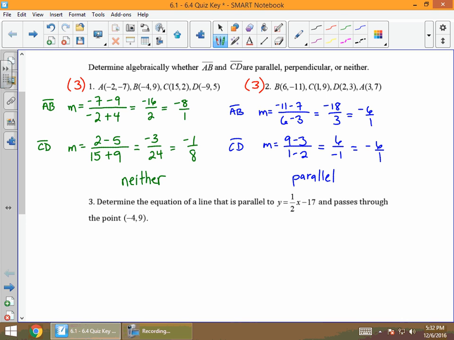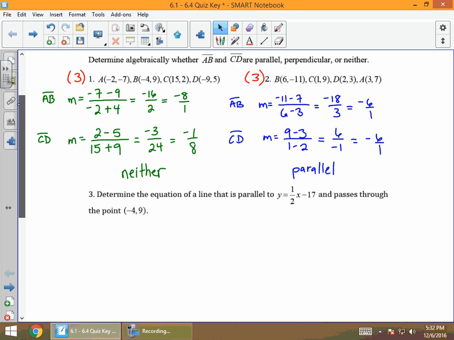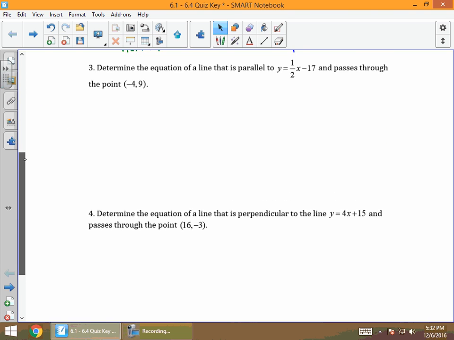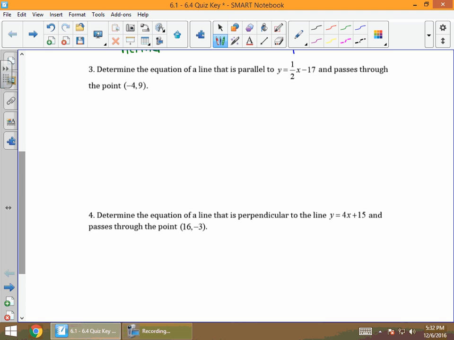So again, those are 3 points there. All right, down to numbers 3 and 4. Both are worth 2 points. You get a point for finding the slope and putting it in the equation. You get a point for finding the y-intercept and putting it into the equation.